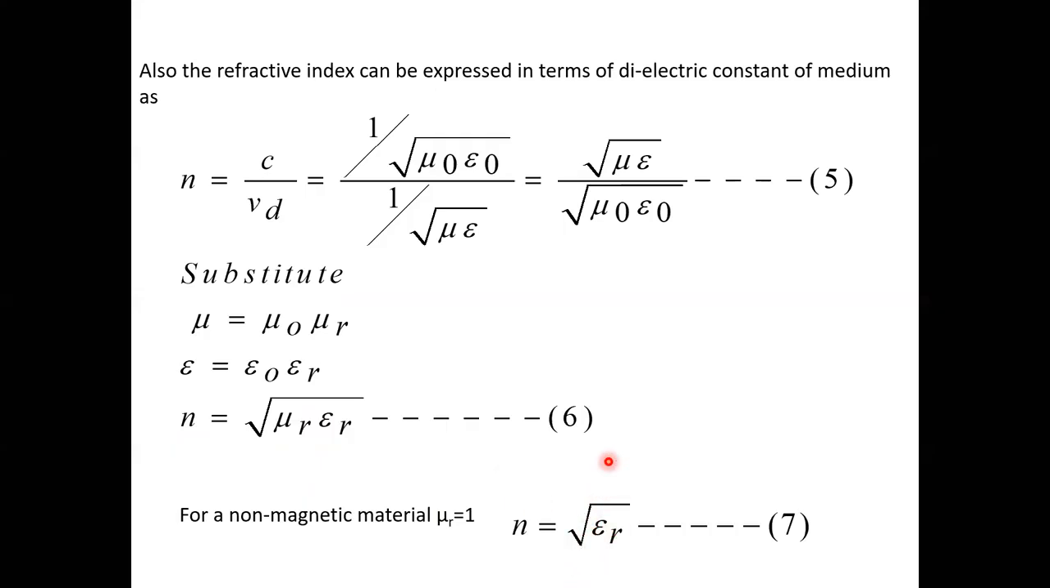Usually the question asked is: according to the principle of equality of path length, prove that the refractive index is equal to root of epsilon r. That is usually how it will be asked.